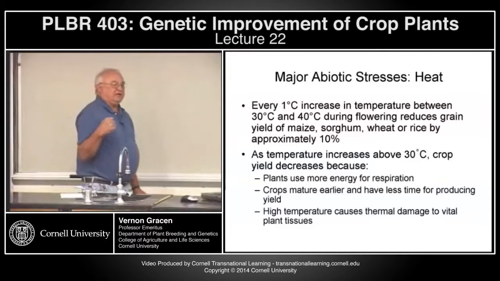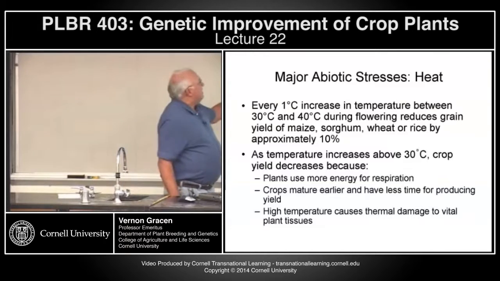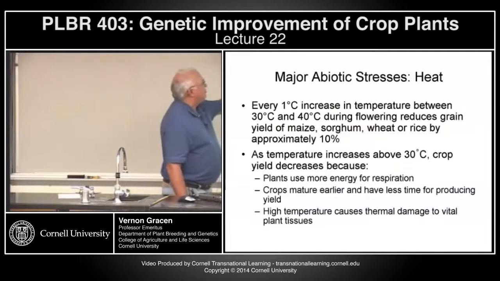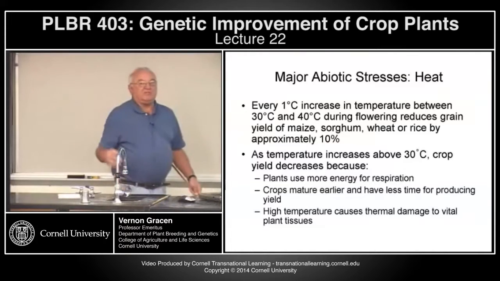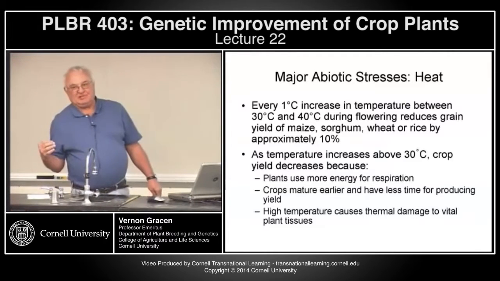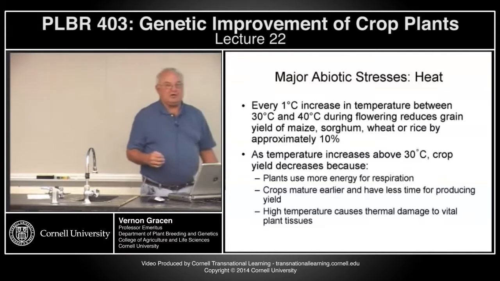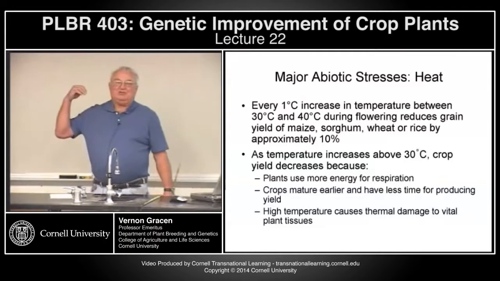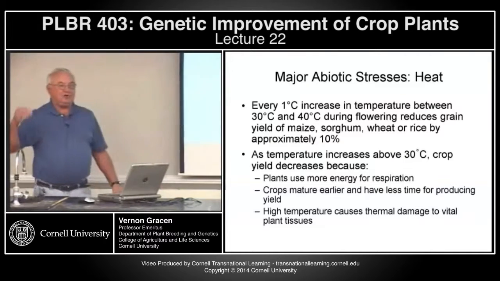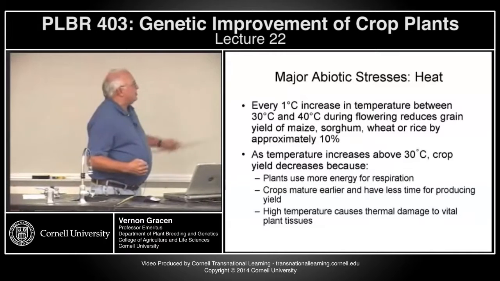Heat stress, talking about heat above 30 degrees centigrade. For every 1 degree increase in temperature between 30 and 40 degrees centigrade, yield of our major cereal crops is reduced by 10%. So if we're actually undergoing global warming and we're talking about temperatures rising from the mid-80s Fahrenheit upward, then we're talking about severe reduction in crop yields.